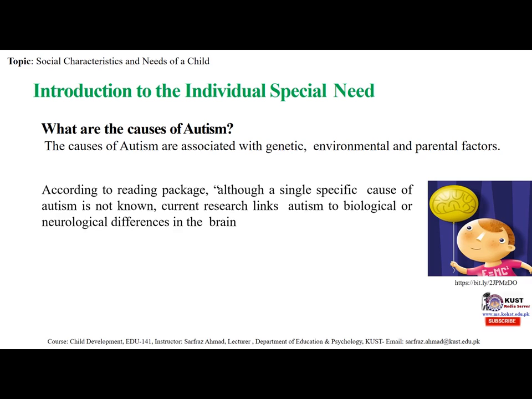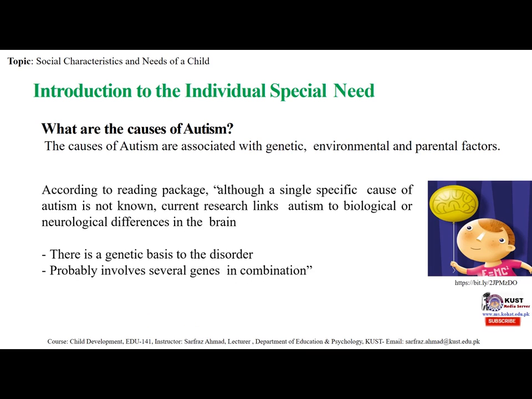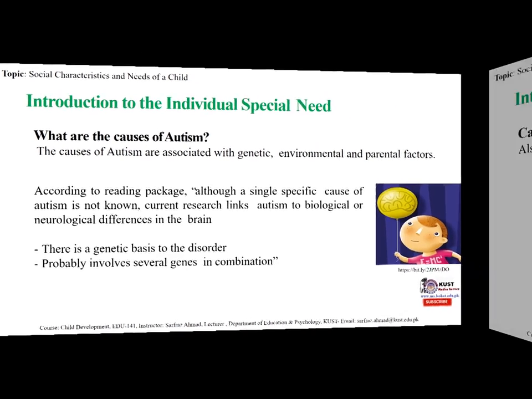According to the reading package, although a single specific cause of autism is not known, current research links autism to biological or neurological differences in the brain. So there is a genetic basis to the disorder, and it probably involves several genes in combination.